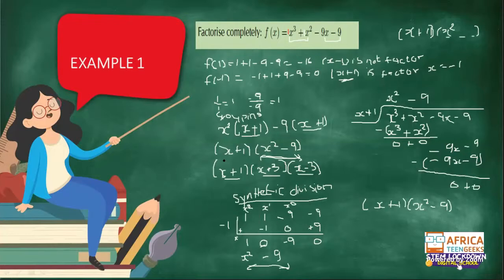So because already you have x plus 1, then it means when you do synthetic division, you're trying to find this term that you're going to multiply your x plus 1 with. Okay, no, it makes sense. Yeah. Thank you, ma'am. Okay. Thank you.